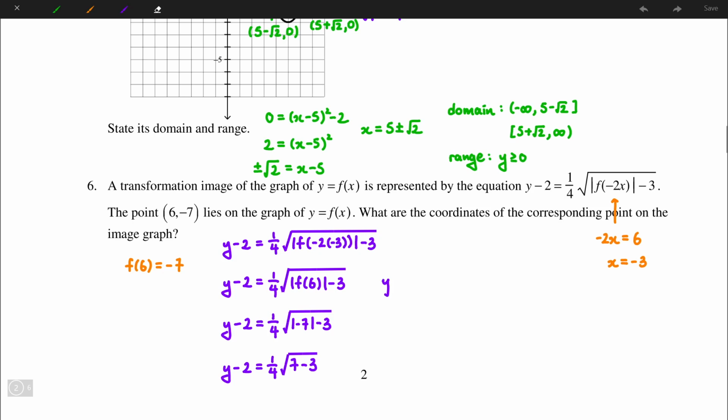So from there, 7 minus 3 is 4. And we know that the square root of 4 is 2. Okay, 2 times 1/4 is 1/2, so y is going to be equal to 1/2 plus 2, so 2.5. So that is to say, we know that if x is equal to -3, then y is going to be equal to 2.5. And that will be the corresponding point to (6, -7) on the original y equals f of x. So we can write our answer as A prime, if we treat the original point as A, has coordinates (-3, 2.5).